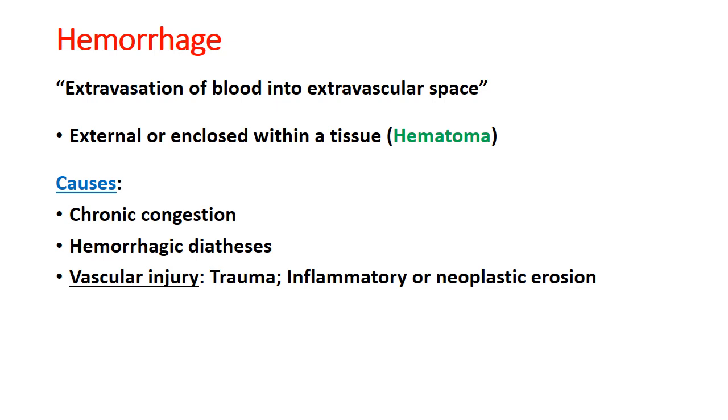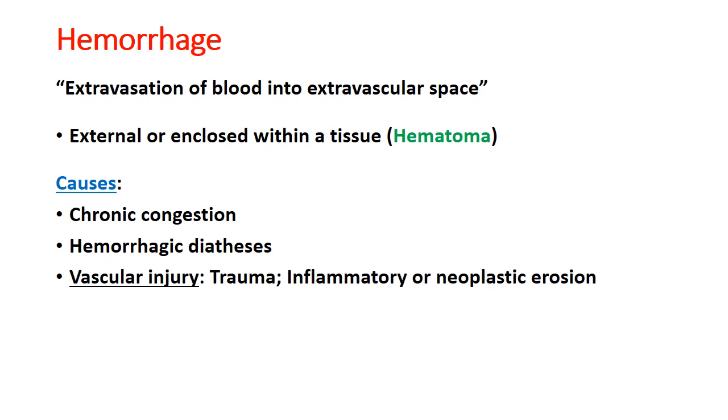So whenever there is damage to the blood vessels, there may be leakage of blood into extravascular space, and then you simply call it hemorrhage. If it is external, coming out of the body, you call it external hemorrhage. Or if the blood is getting accumulated within a tissue inside the body itself, then you call it hematoma. So hematoma is nothing but internal hemorrhage.